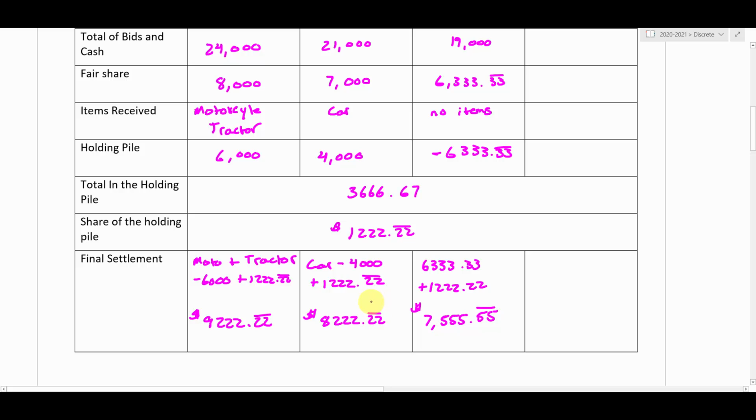So that finishes off the sealed bids method. I hope you found that helpful. Just remember, it's a little bit different when cash is involved. So if you need to see an example that has cash in it, make sure you go and check out some of my earlier videos.